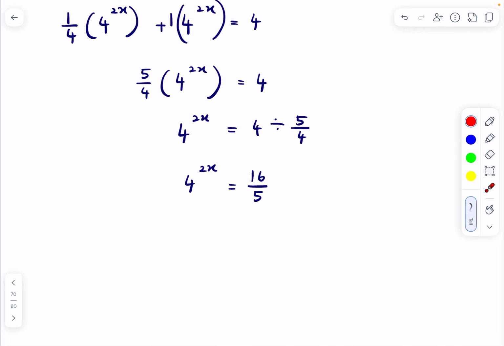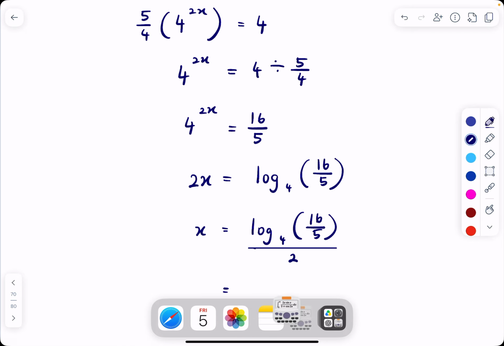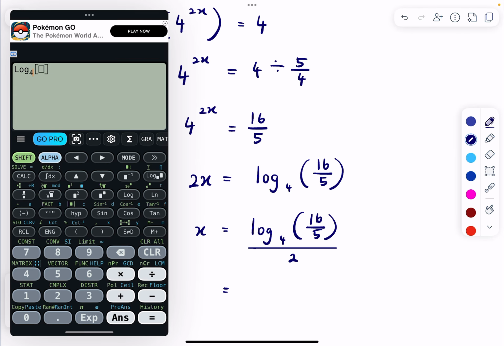Now, we want to make x the subject. So 4, we move it there, becomes log. So 2x comes down, this becomes log 4, 16 over 5. So making x the subject, we'll get log 4, 16 over 5 divided by 2. Log 4, 16 over 5, the whole thing divided by 2.